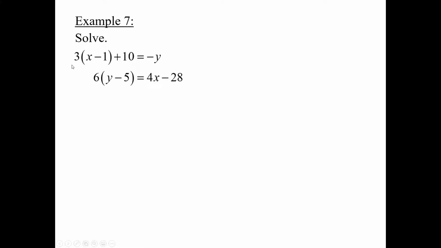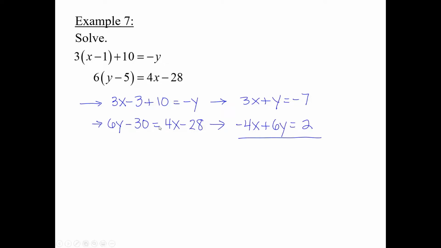Here's another example. This time, we've got to distribute that 3 and this 6 before we do anything. Here it's distributed. And here we've put it in standard form, Ax plus By equals C. Okay, this one, the second one, we distributed and we put it in standard form. In order to get an opposite pair, we're going to multiply the top equation by -6, so these y's will cancel.